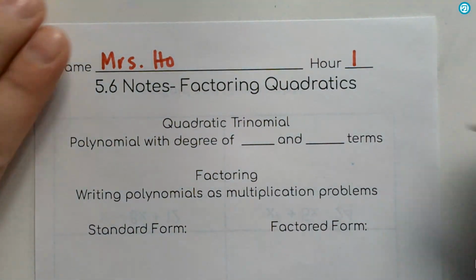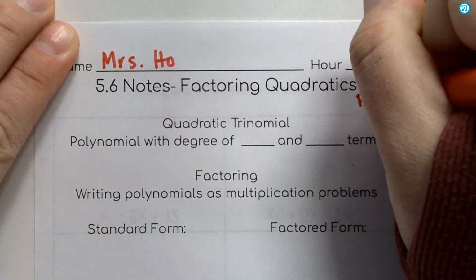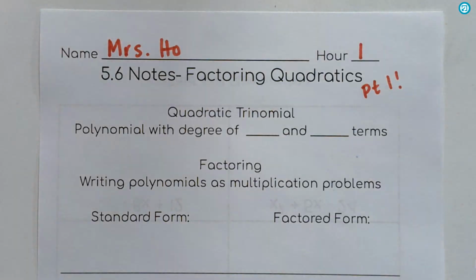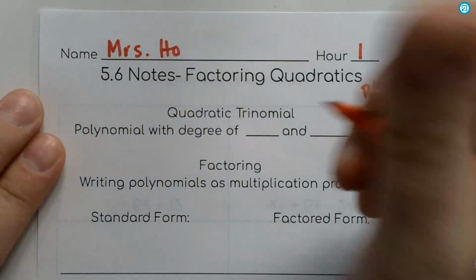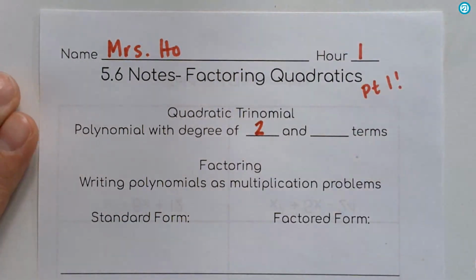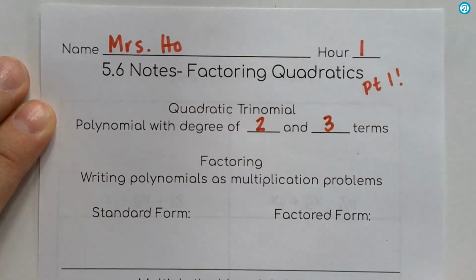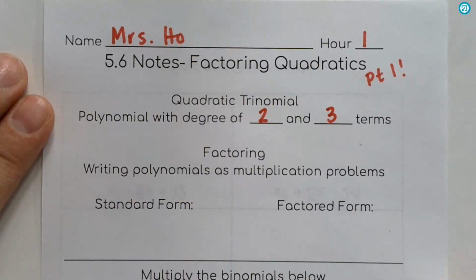This is part one. I didn't write that on here. But this is part one of 2 parts of factoring quadratics. So a quadratic trinomial is specifically what we are looking at today. A quadratic has a degree of 2, and a trinomial always has 3 terms. So a quadratic trinomial has a degree of 2 with 3 terms.